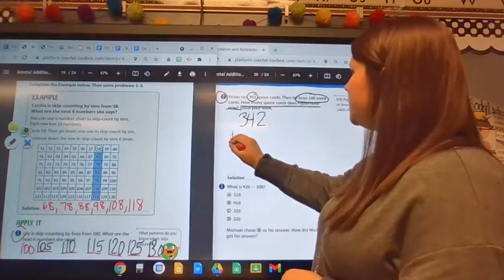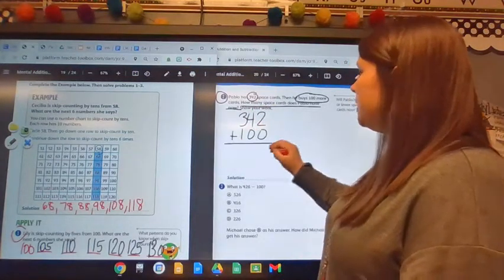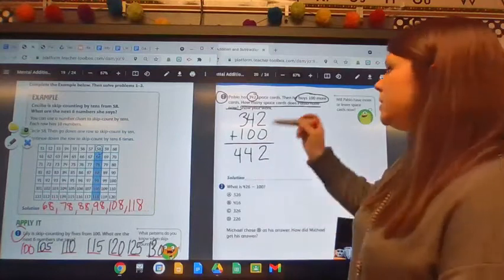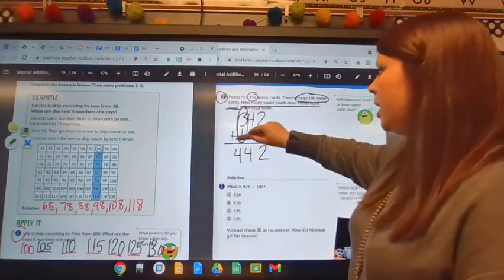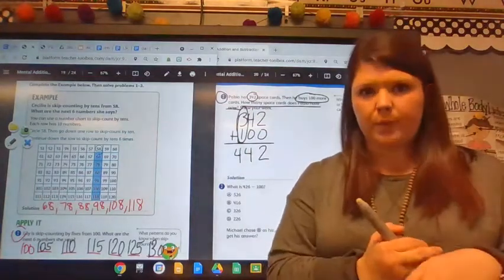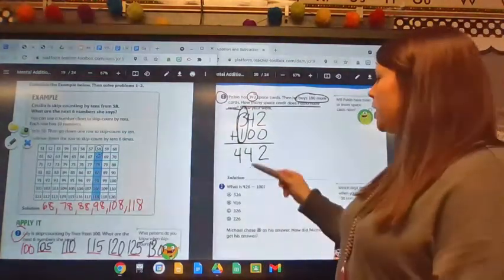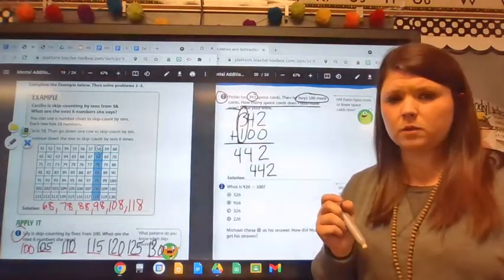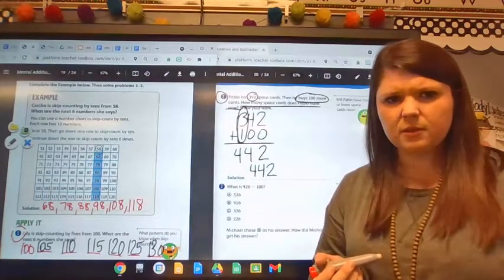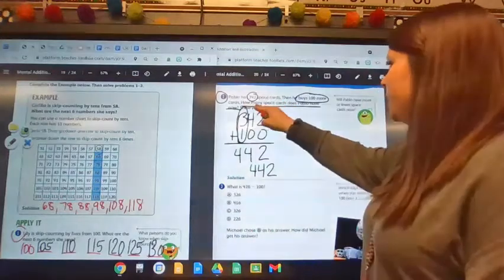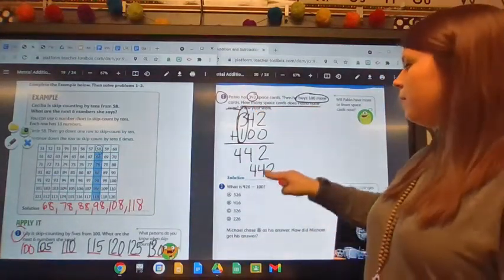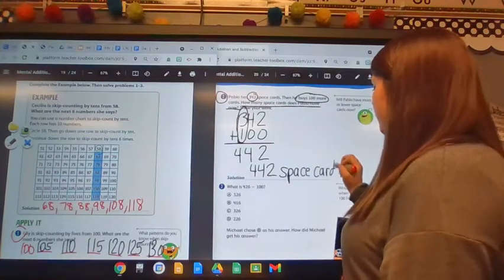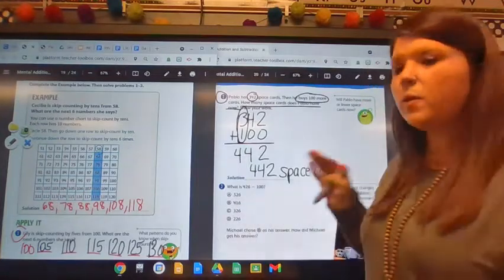342 plus 100 is 442. Okay? Our only digit that changes when we're adding hundreds is our hundreds place unless we are regrouping. Okay? So he buys 442. 442 dogs? 442 cats? We got to answer the question. How many space cards does Pablo have now? 442 space cards. You have to put that unit, remember? All right, now let's go ahead and do number 3.